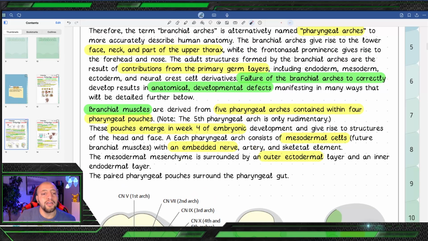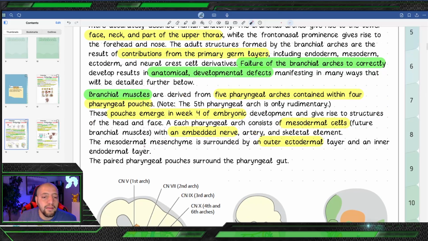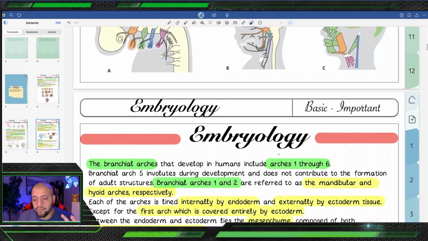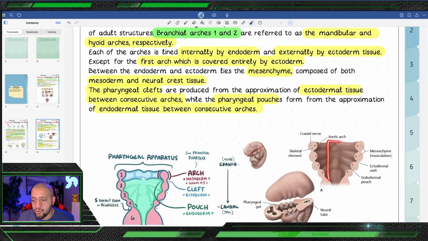Okay. So we have these pouches. These pouches emerge in the 4th week of embryo development and give rise to structures of the head, neck, and face. Each pharyngeal arch consists of mesodermal cells, which form the branchial muscle, with an embedded nerve, artery, and skeletal elements, as we discussed in the previous slide. The mesoderm mesenchyme is surrounded by an outer ectoderm layer and an inner endoderm layer. The pharyngeal pouches surround the pharyngeal gut. Okay, so all the pharyngeal pouches in this area are surrounding this, which we call pharyngeal gut. So again, I would like you to understand this is how it looks, and this is how it looks when you look from up here.